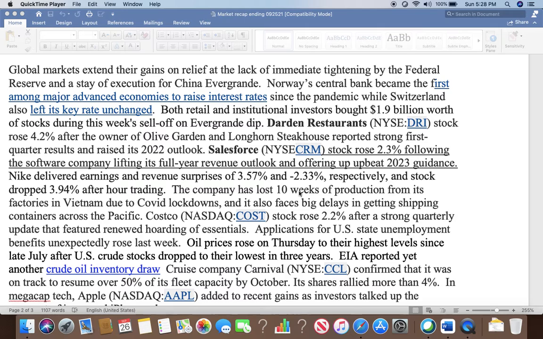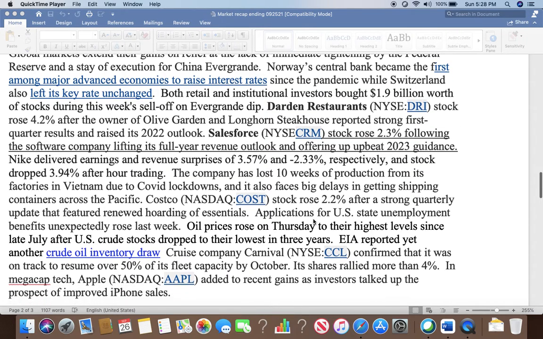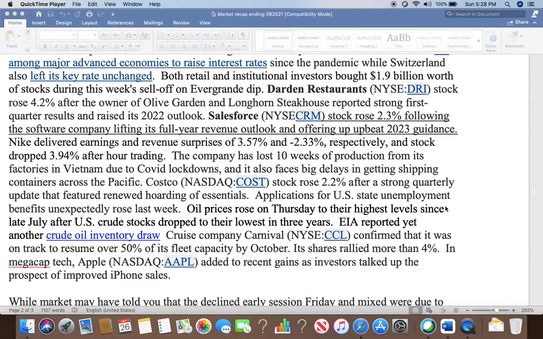Global markets, which is Friday, extended gains again on the relief at the lack of immediate tightening from the Federal Reserve and the state of the Evergrande situation in China. Norway's Central Bank became the first major advanced economy to raise interest rates since the pandemic, while Switzerland also left its key rate unchanged. Both retail and institutional investors bought $1.9 billion worth of stock during this week's sell-off on the Evergrande deal. So just to help you understand why the market is going down but then rebounding, it's because people were seeing the other side of the tunnel, the bright side of the tunnel.